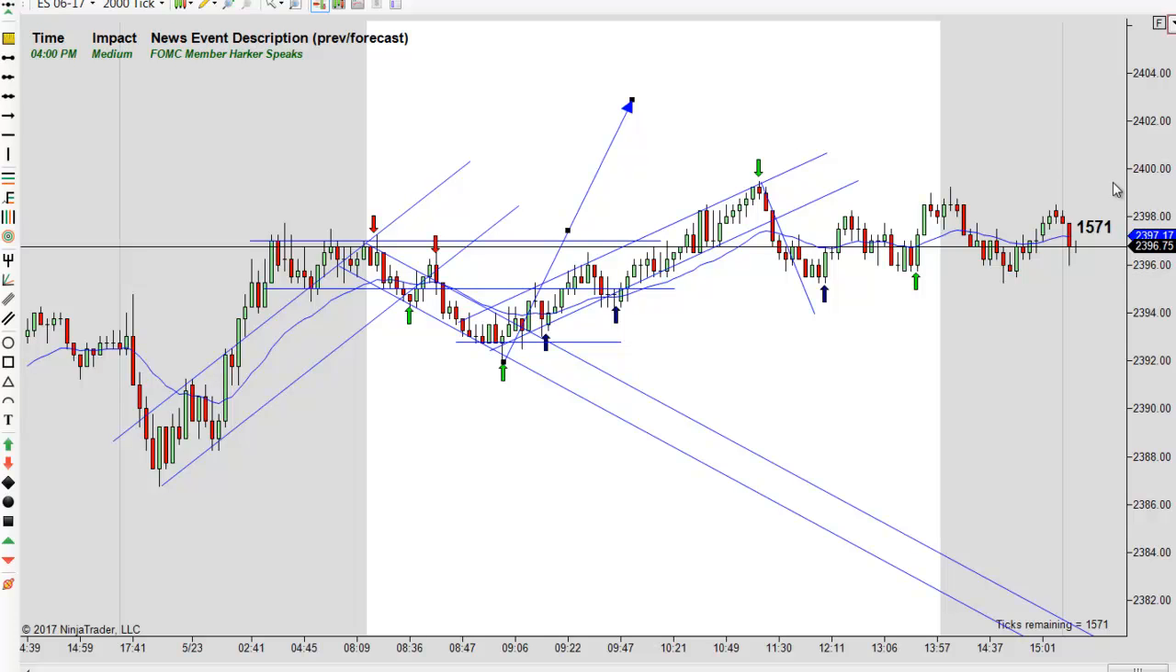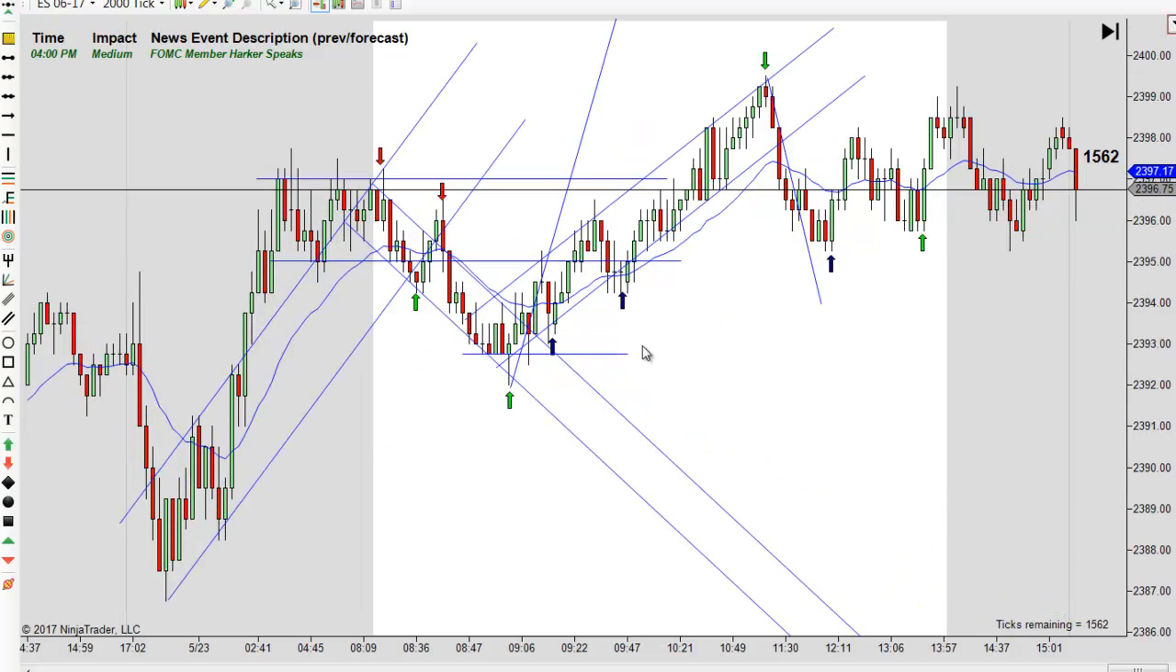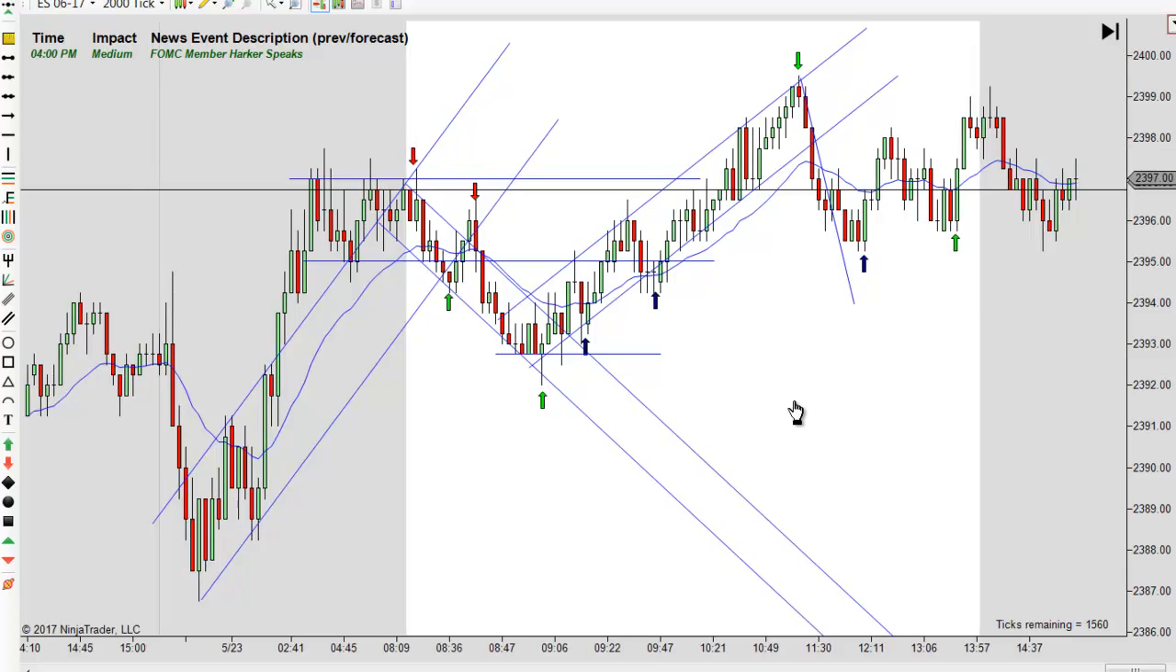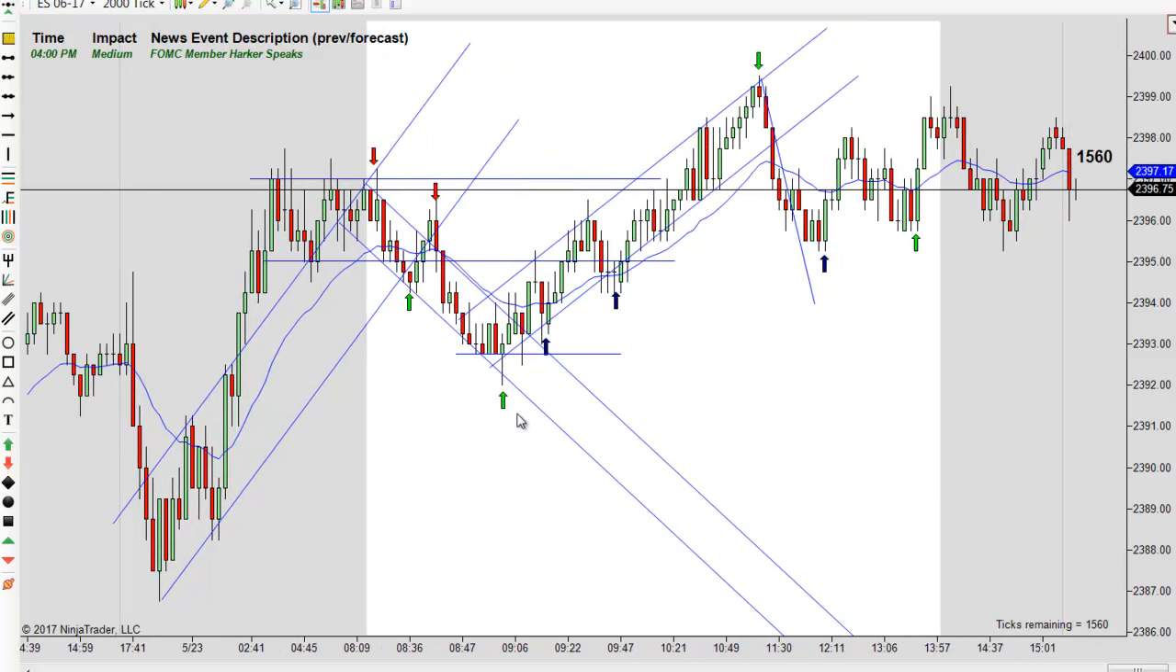We couldn't get through this 2400 level, and so that would have been my first target, the 2400. And if we continued on, I'd look for a measured move. But this was pretty much expected early this morning. This is just typical of what you'd expect in the ES.